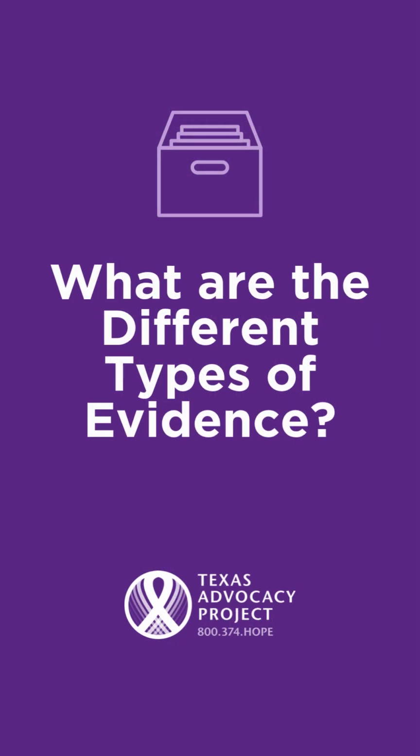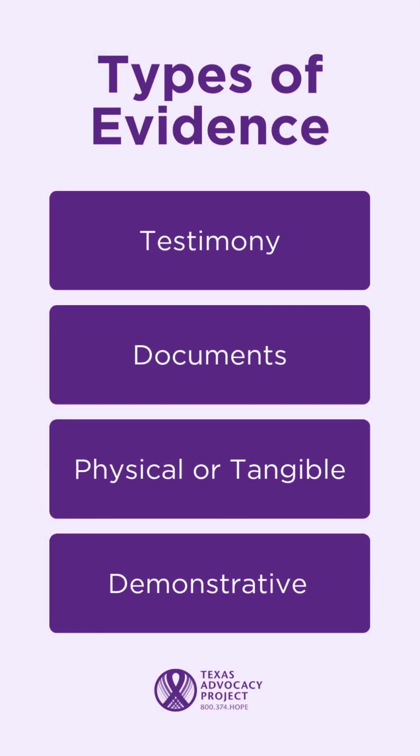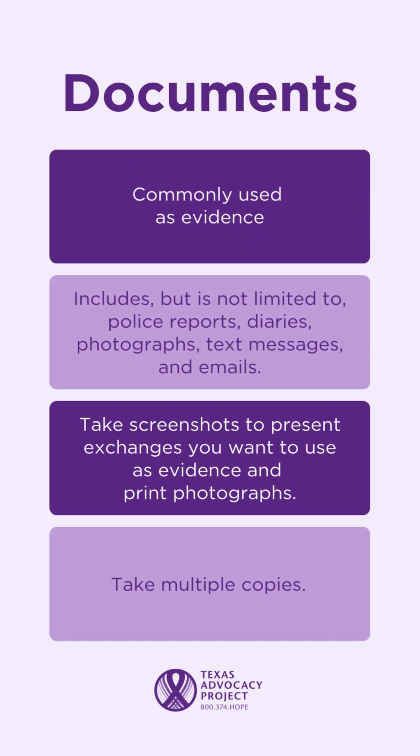There can be several different types of evidence depending on the situation. This might include things such as testimony, documents, physical or tangible evidence, and demonstrative evidence. Documents are commonly used as evidence. This includes, but is not limited to, police reports, diaries, photographs, text messages, social media messages, business records affidavits, and emails.